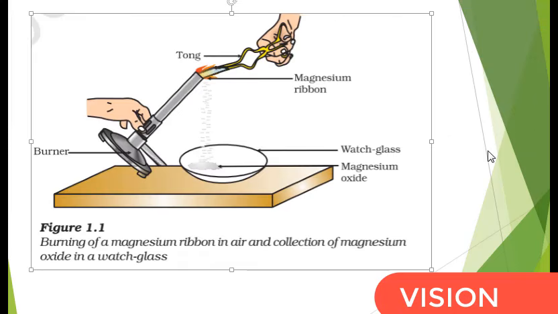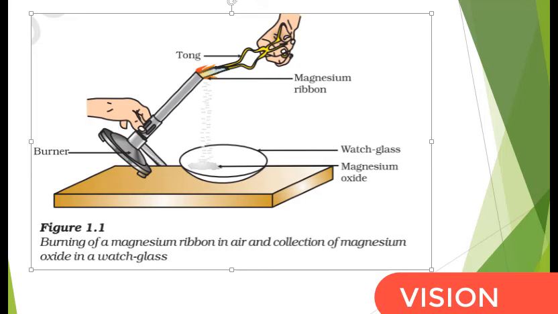In this figure, they are burning a small ribbon called magnesium ribbon. When we heat the magnesium ribbon with the flame using this burner, we get a white color powder. When we heat the magnesium ribbon, it joins with oxygen in the presence of heat and creates magnesium oxide.